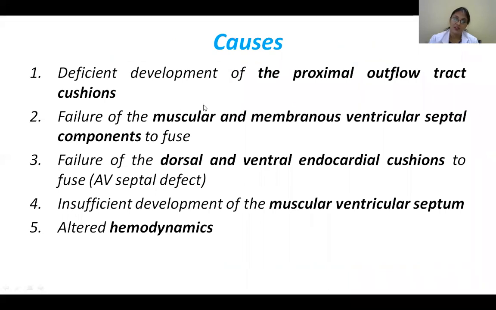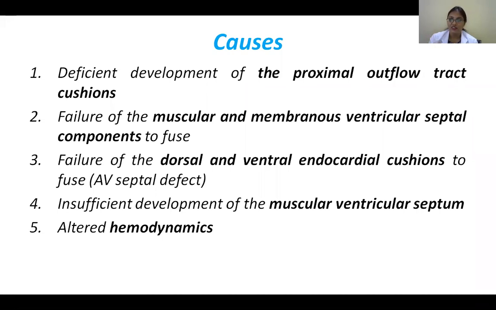So why does this ventricular septal defect happen? One is because of the deficient development of the outflow cushions, because the cushions have to come and meet here. The second thing it can be is failure of the muscular and membranous parts to meet. Then third is the endocardial cushions, they also contribute. So again, if there is a lacking there, then that also causes a VSD.